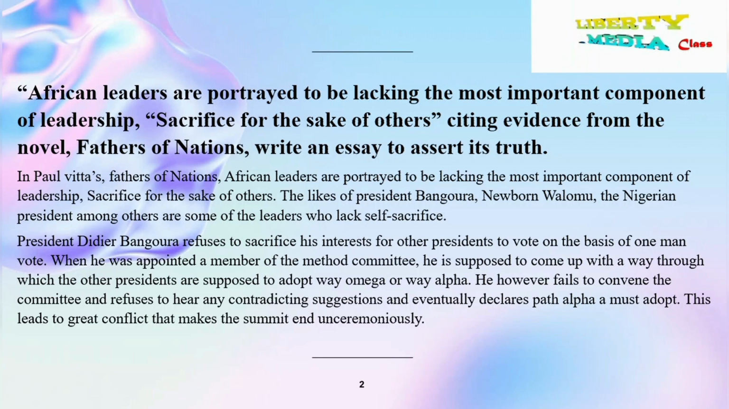So President Didier Bangor refuses to sacrifice his interest for other presidents to vote on the basis of one-man vote. When he was appointed a member of the Method Committee, he is supposed to come up with a way through which the other presidents are supposed to adopt way omega or way alpha. He, however, fails to convene the committee and refuses to hear any contradicting suggestions and eventually declares path alpha must be adopted. This leads to great conflict that makes the summit end unceremoniously.